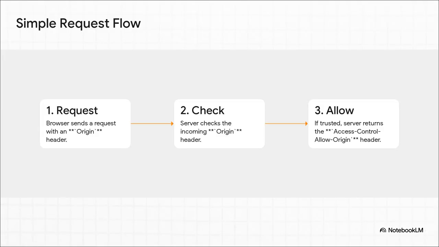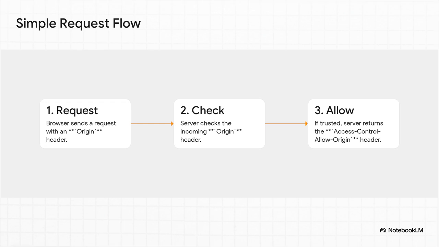So for a simple request, it's a one-trip deal. Your browser sends the request, and it automatically attaches an Origin header. This is like it's showing its passport. The server on the other end looks at that passport, and if it trusts that origin, it sends a response back with an Access-Control-Allow-Origin header. That's the official entry stamp.